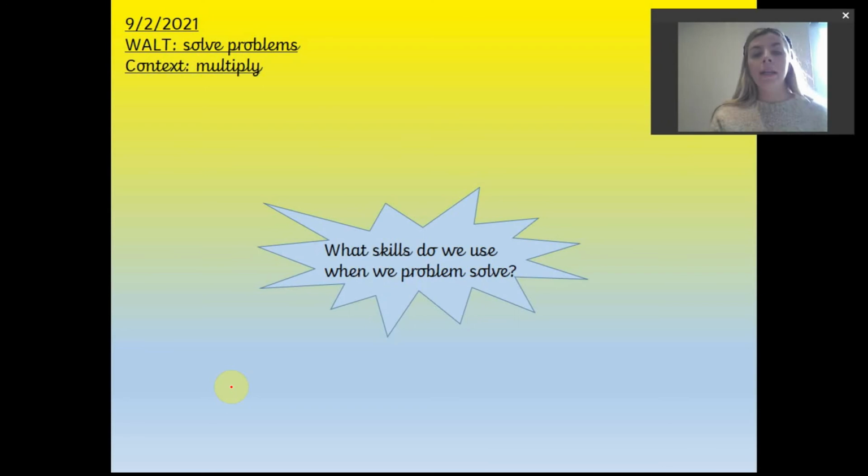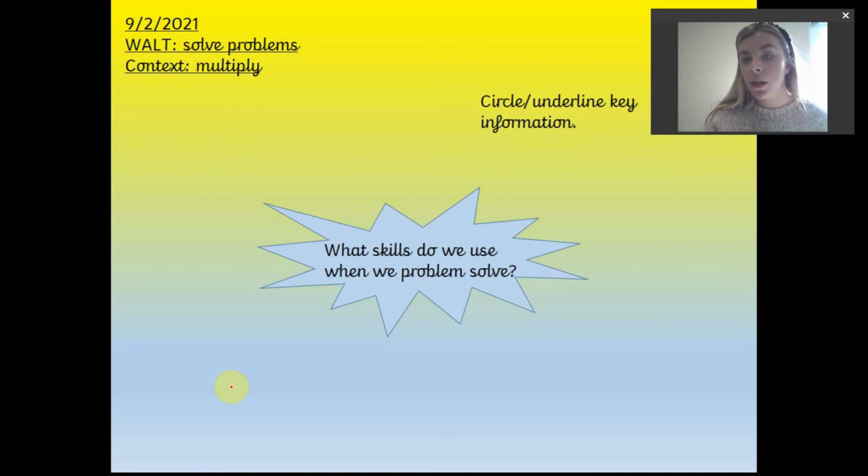Now, I've got in the middle of the PowerPoint here, what skills do we use when we problem solve? We quite often discuss this when we're in school, and I'm just going to go through a few of the skills that we use with you now. So, one key thing is to circle and underline the key information. We went through that quite briefly yesterday, and that's really, really important. So, usually the numbers and looking at the language, it's really important that you circle that, underline that, so you know exactly you're trying to pick apart the problem. Now, break the question down. That's kind of what you can do with circling and underlining the word problem again, by just breaking it down into parts.